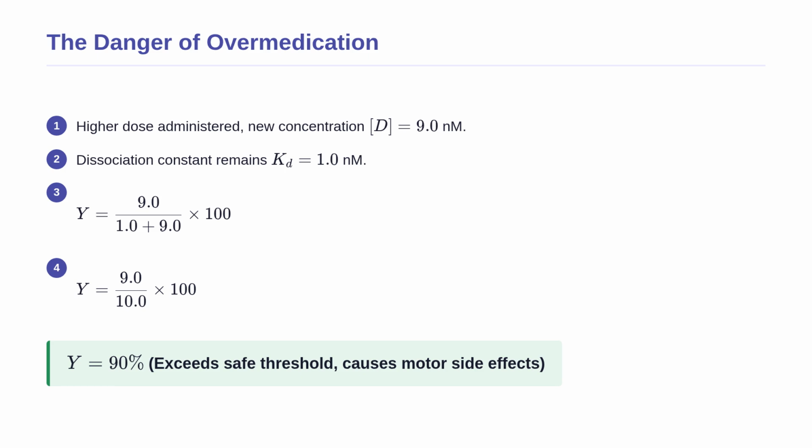9 divided by 10 multiplied by 100 gives a staggering 90% occupancy. This mathematical result physically explains why the patient suddenly develops severe muscle stiffness. The drug has paralyzed the dopamine pathways, and the doctor must immediately lower the dose.